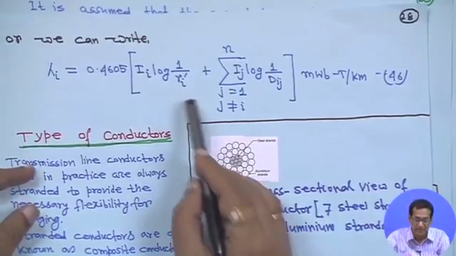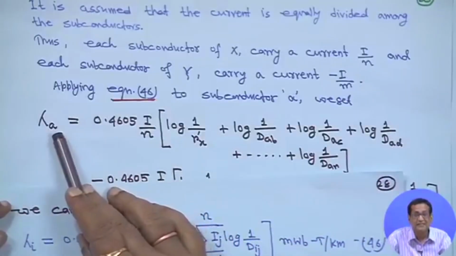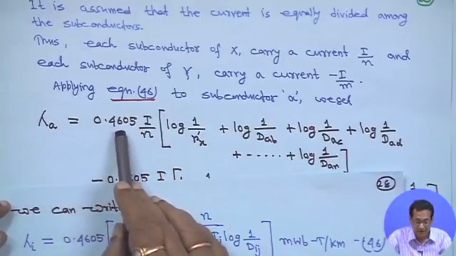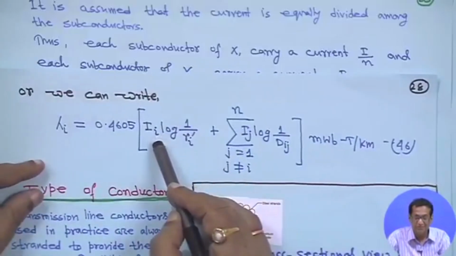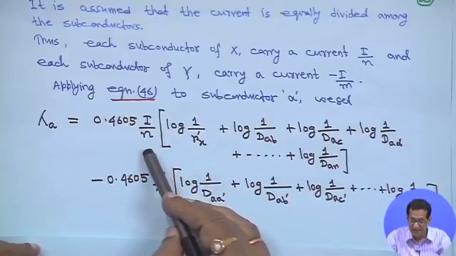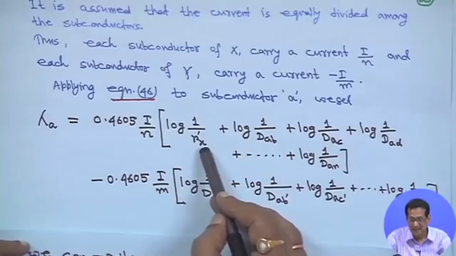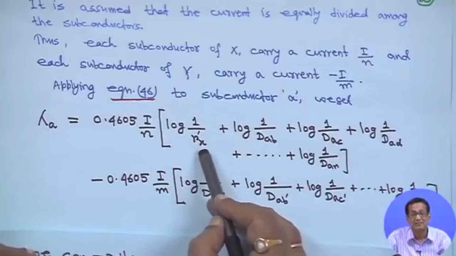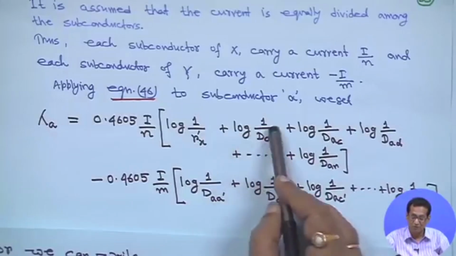Therefore, if you use this formula, we are now replacing it for conductor A. Lambda A is equal to 0.4605, and instead of I it should be I by N, because each conductor is carrying I by N. So I by N, then log 1 upon r dash x, because r dash x is the radius of the subconductor in group X, plus all the distances, log 1 upon dab.